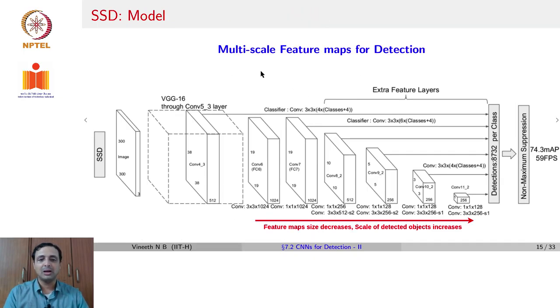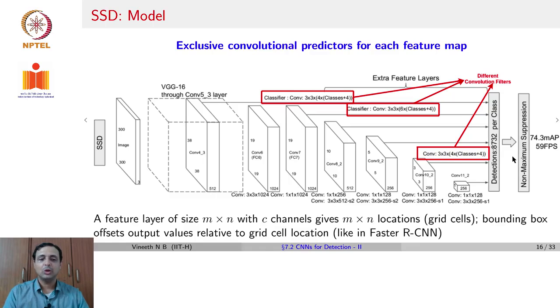So you have multi-scale feature maps for detection because you are sending these convolutional feature maps directly to the output, these ones directly to the output. So the output layer receives the feature maps from convolutional layers of different scales. That's why multi-scale feature maps. Then we also see that for each of these convolutional layers, there is a different set of convolutional filters that connect it to the output layer.